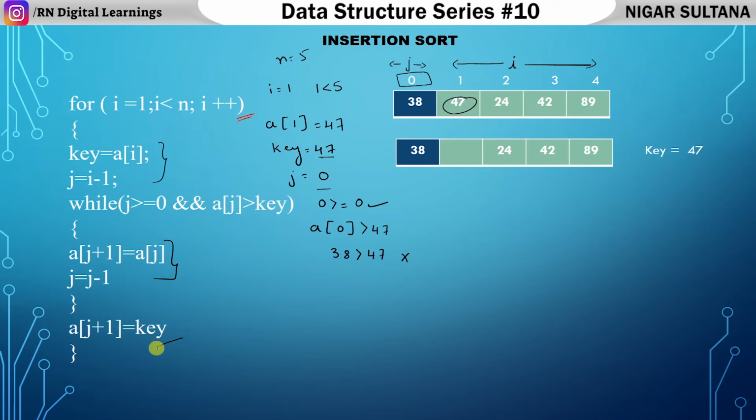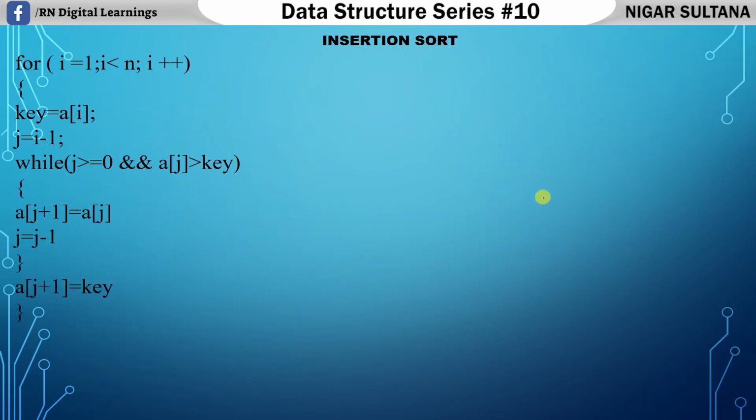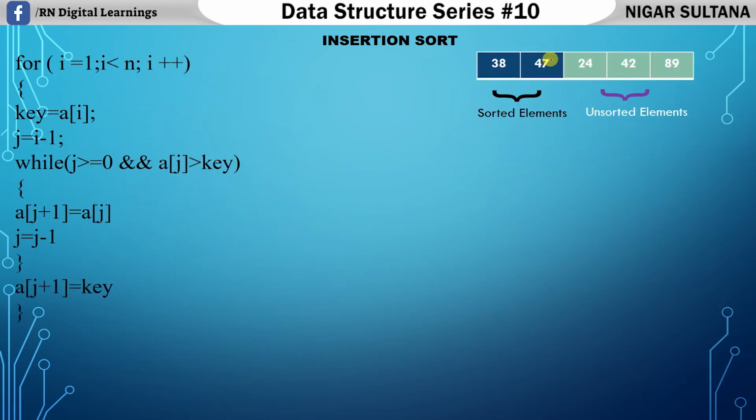Directly we can assign the value of key to the A of J plus 1. So J is my 0. Now 0 plus 1 is 1. A of 1 will be assigned with the key, that is 47. So 38 is not greater than 47. When this condition becomes false, I'll be placing the value of 47 into the place of A of 1.